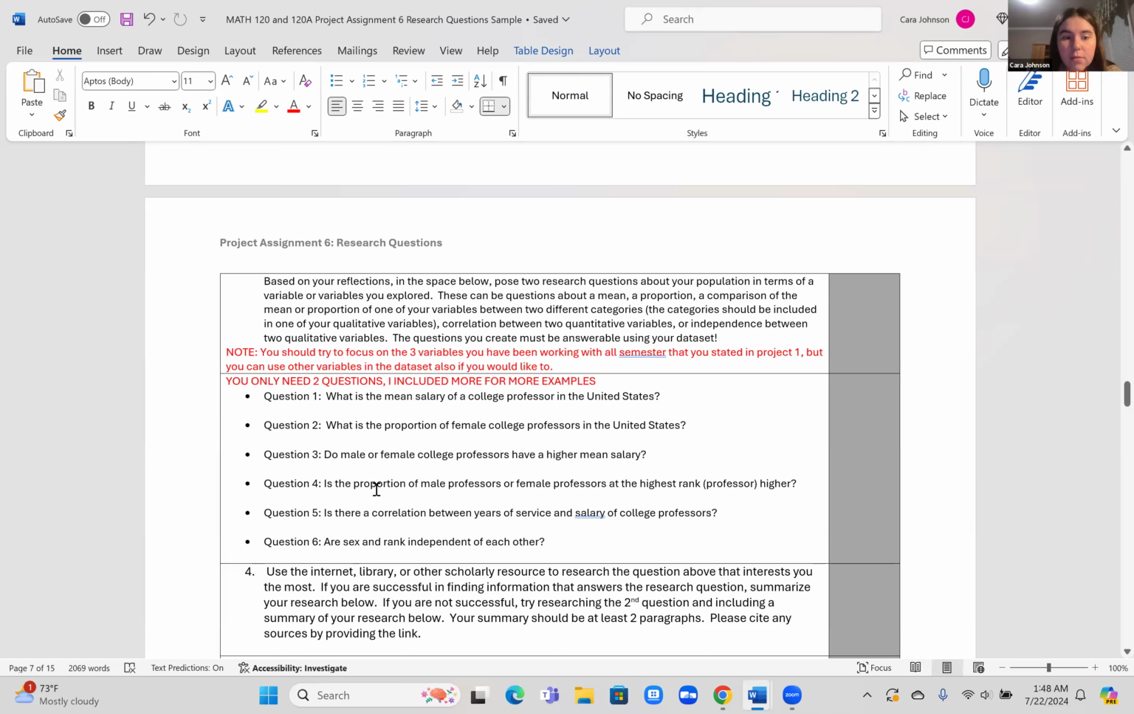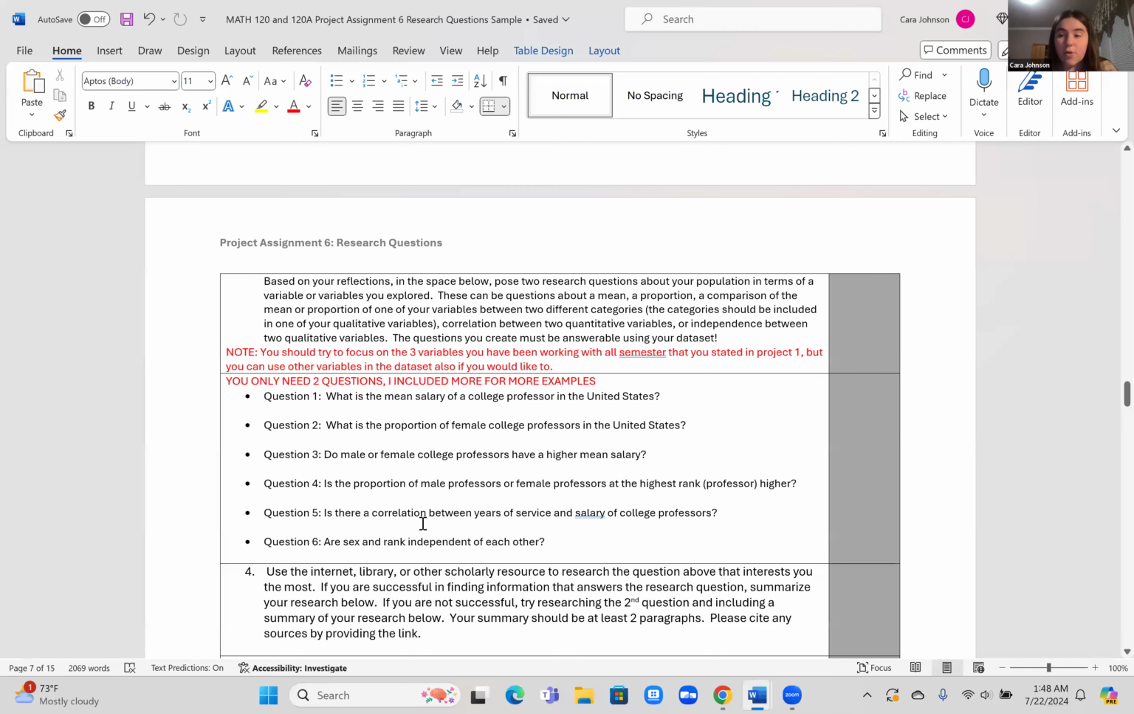And then this one was comparing the proportion of professors at the highest rank, which is professor, between males and females. So is the proportion of male professors or female professors at the highest rank higher? So these two were comparing the mean or proportion of one of your variables between two different categories, with the category being one of your qualitative variables.